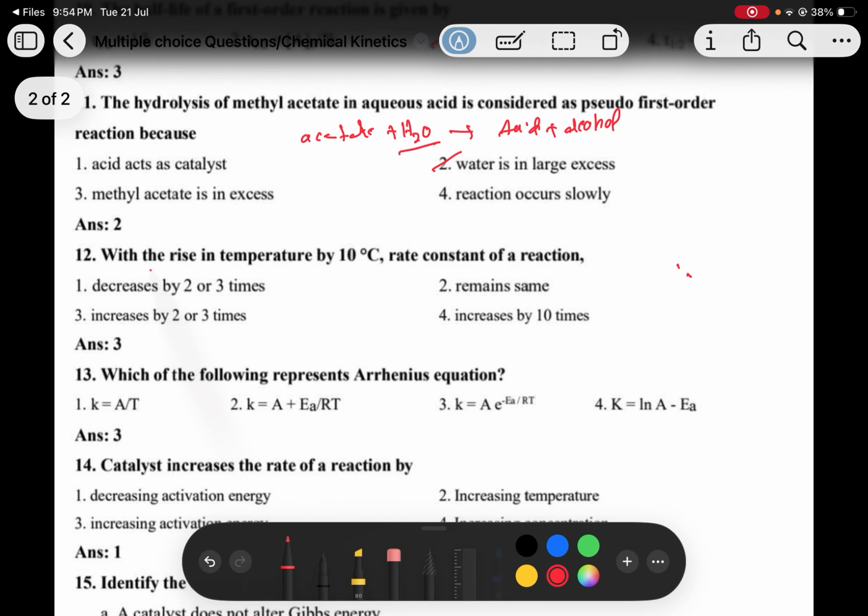Next, 12th one. With the rise in temperature by 10 degrees centigrade, rate constant of the reaction generally increases by 2 to 3 times. First one is decreases 2 or 3 times, remains same. Third one increases by 2 or 3 times, increases by 10 times. So the answer is increases by 2 or 3 times.